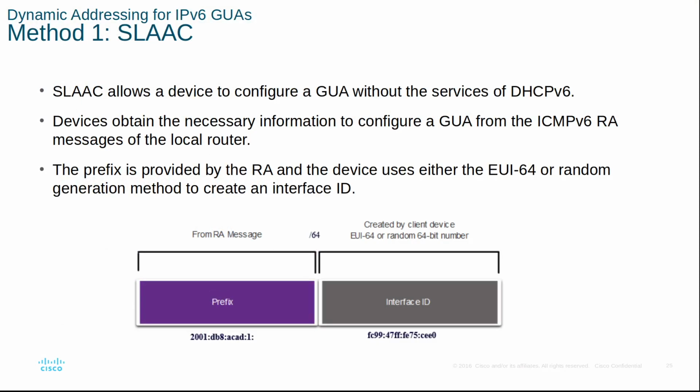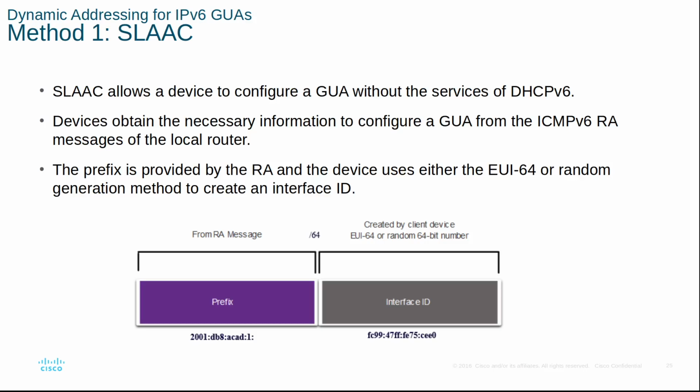So method 1. SLAAC allows the device to configure its global unicast address without requiring a DHCP server at all, which is kind of cool. You technically don't need one. It eliminates the need for that. Devices will obtain all the necessary information to configure their address from that ICMP version 6 router advertisement message that's sent by the local router.